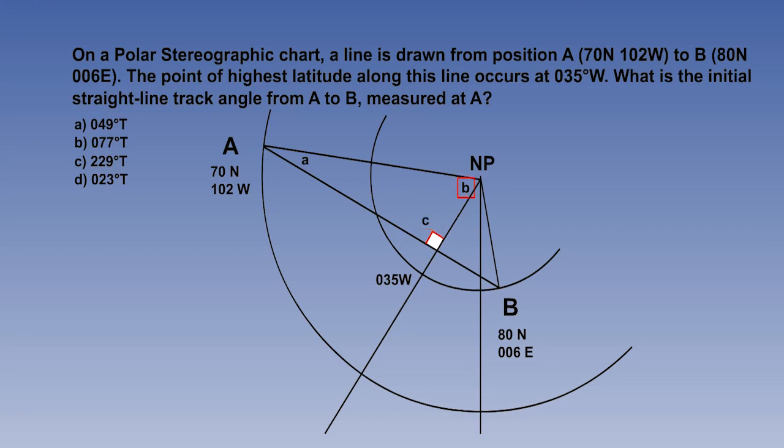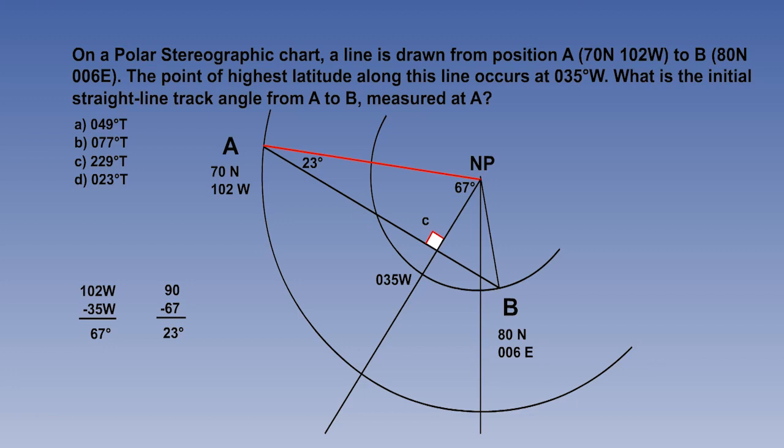Angle B is bounded by longitudes 35 west and 102 west. So the change of longitude is 67 degrees. As this is a polar stereographic chart, angle B is therefore 67 degrees as well. The internal angles of any plane triangle must add up to 180 degrees. There are 90 here. That leaves the other 90 to be split between A and B. 90 minus 67 is 23. So the angle at A is 23 degrees.